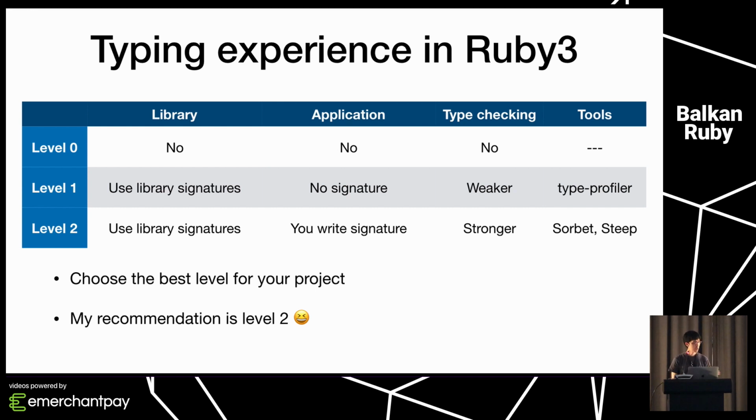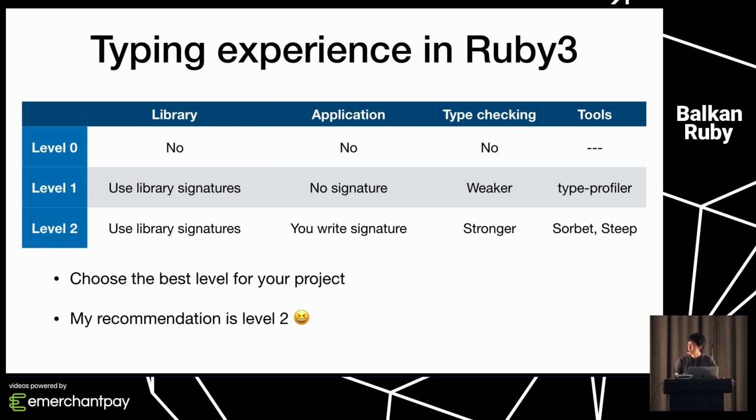We define 3 levels of type checking. Level 0 is no type checking, nothing changed in Ruby. It's the same as Ruby today. Level 1 is that we use the signatures of libraries, but you don't have to write the signatures of applications. It may find some bugs, but it doesn't find a lot of problems in your code. Level 2 requires you to write the signatures yourself, but it detects more problems in your applications.